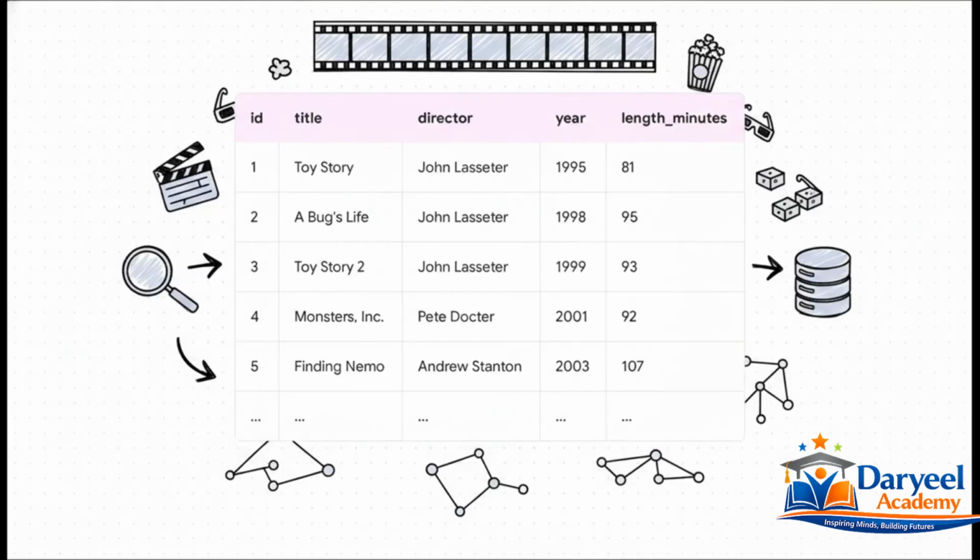Okay, so let's take a look at our data. This right here is the movies table. Notice the columns. Those are our shared properties. Every movie has an ID, a title, a director, a year, and its length in minutes. And each row, of course, is a unique movie. This is the exact table we're going to be asking our questions to.